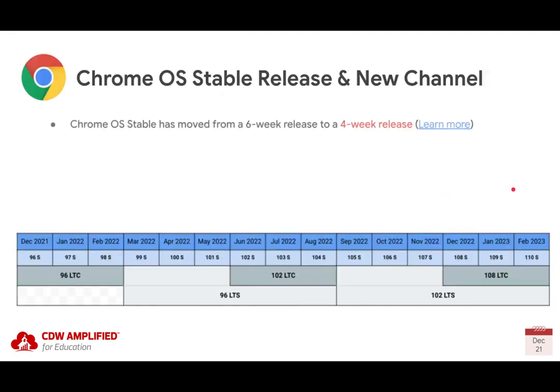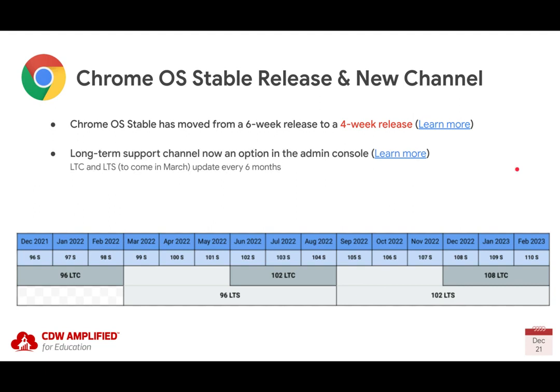Let's head over into Chrome. Chrome OS stable has, since version 96, moved from a 6-week release to a 4-week release. Along the same lines, there is a brand new channel. The channel is called long-term support or long-term candidate. The key to this is that this is a channel that's just more stable because it doesn't update as much. It updates every 6 months.